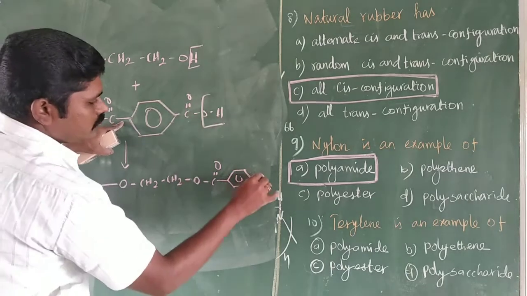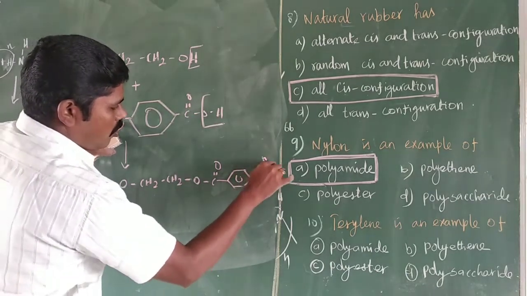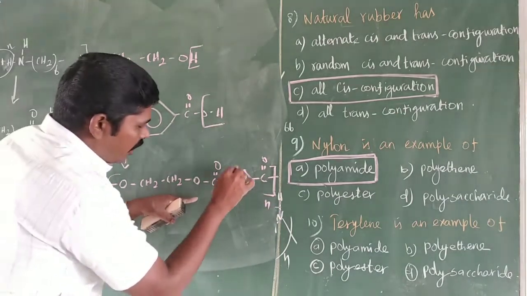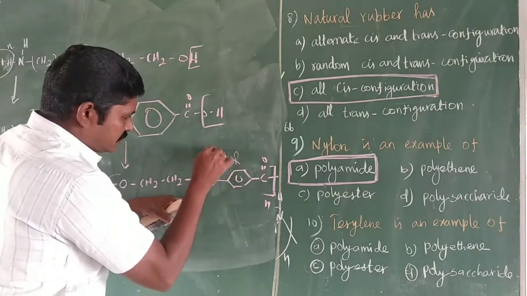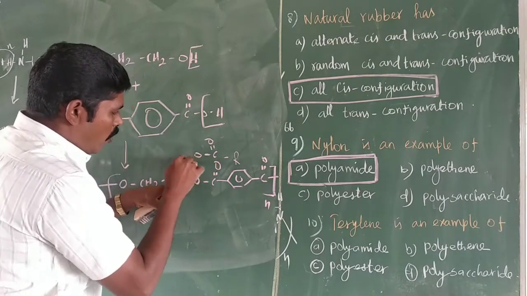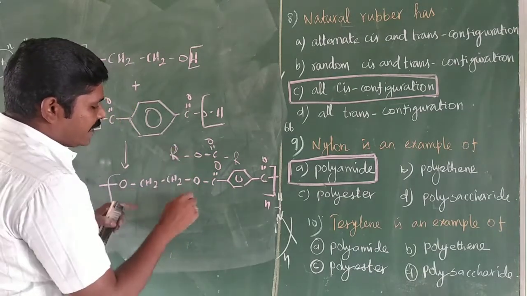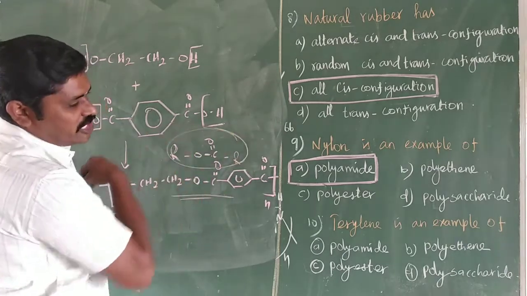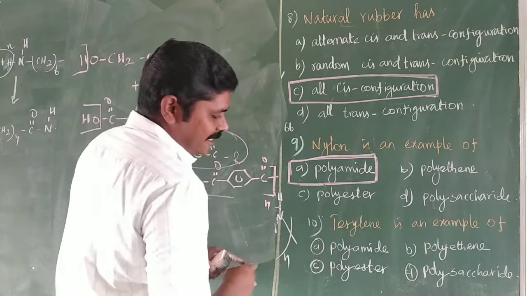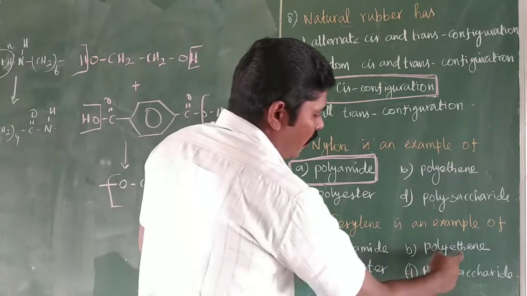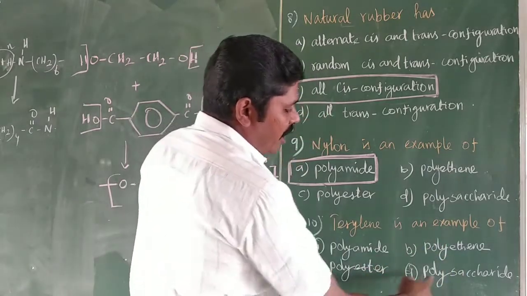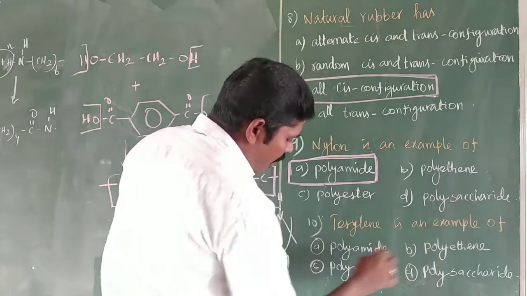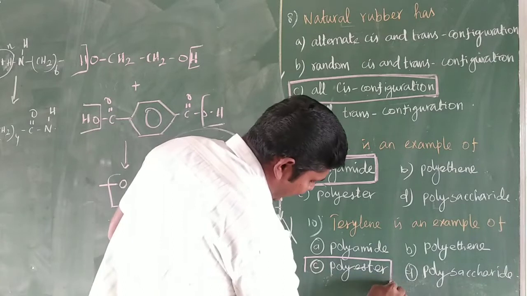C double bond O, N times. So R C double bond O R structure. The terylene structure contains RCOOR, which is an ester. So terylene is a polyamide, polyethylene, polyester, or polysaccharide? Terylene is an example of polyester, the correct answer.